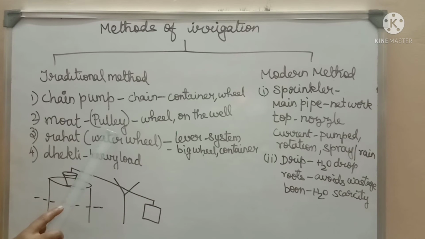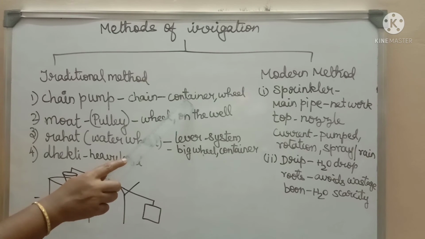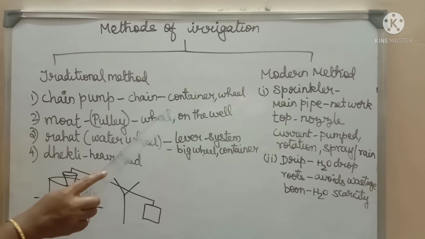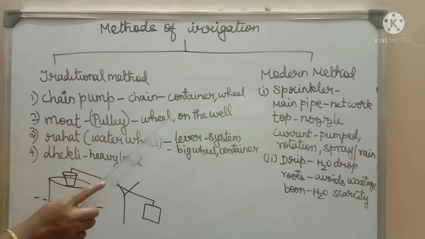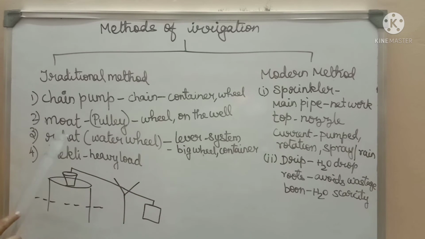Next is the moat. Moat is nothing but a pulley. A pulley is an iron wheel which has a depressed portion, and through that portion a rope is inserted. To one end of the rope a container or bucket is tied and dropped inside the well. As the other end of the rope is pulled, it draws water from the well and is emptied in the farmland.